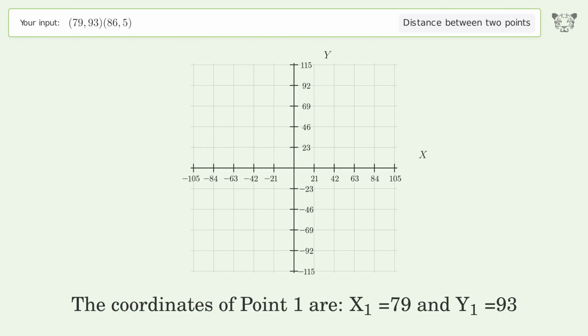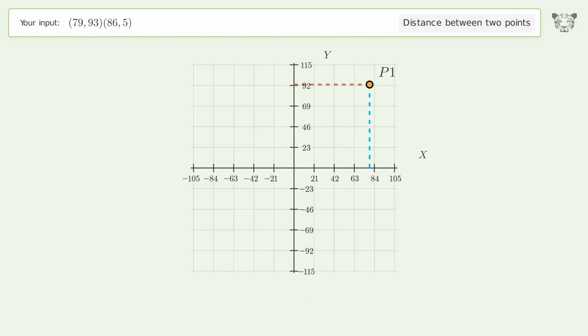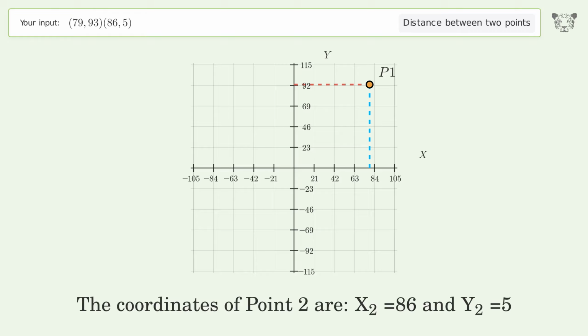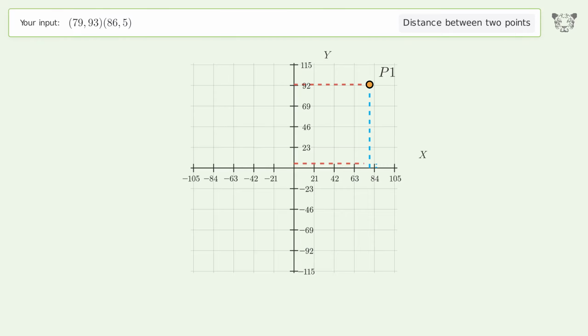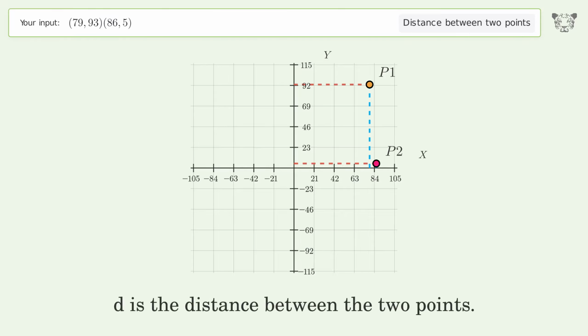The coordinates of point 1 are x1 equals 79 and y1 equals 93. The coordinates of point 2 are x2 equals 86 and y2 equals 5. D is the distance between the 2 points.